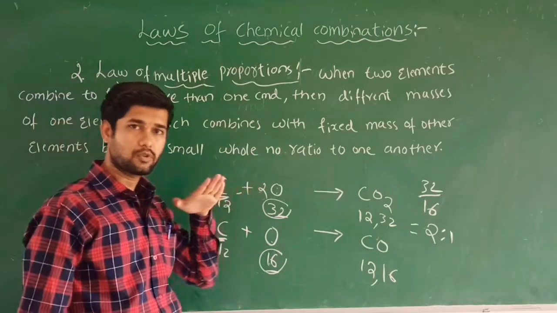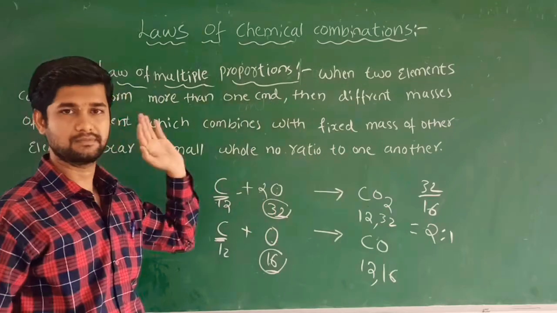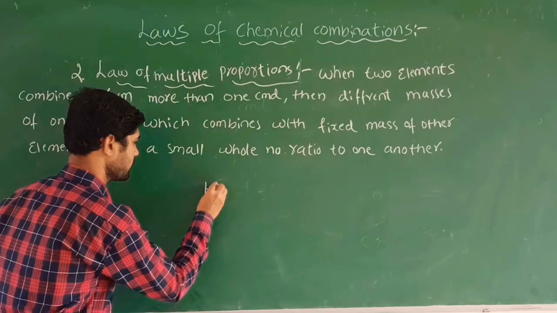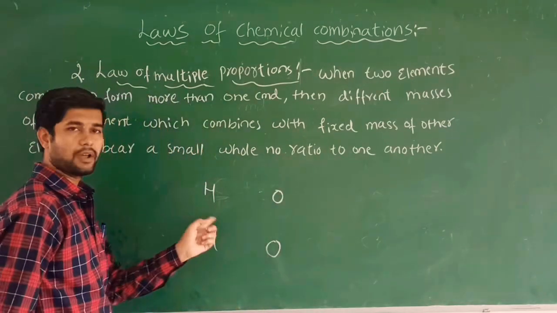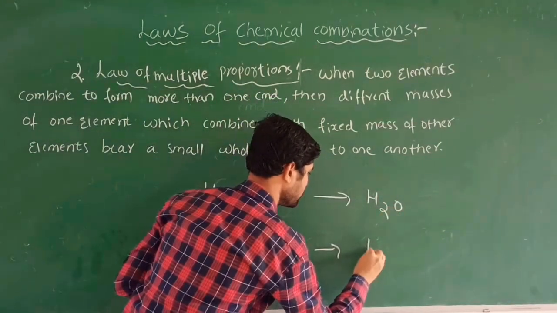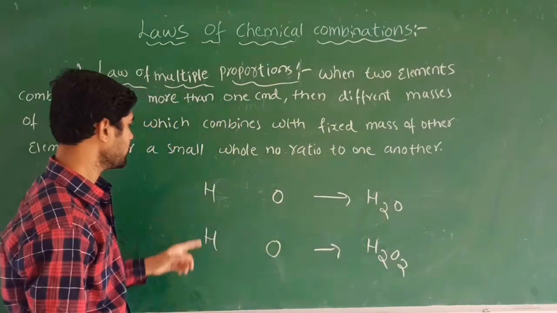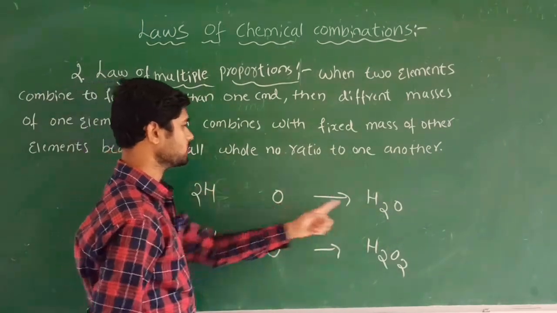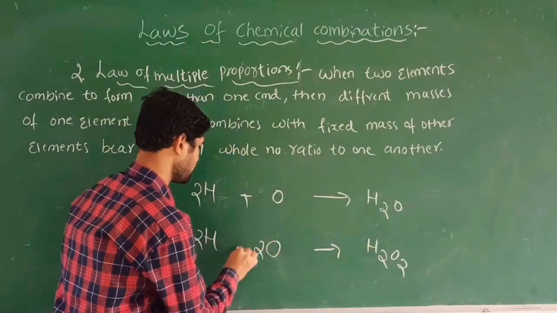When you approach problems, you will understand this very simply. We take one more example, hydrogen and oxygen. When these two elements combine, one is H2O and another is hydrogen peroxide, H2O2: water and hydrogen peroxide. Balance first: 2 hydrogen and 2 hydrogen, oxygen 1, and here 2 hydrogen and 2 oxygen.